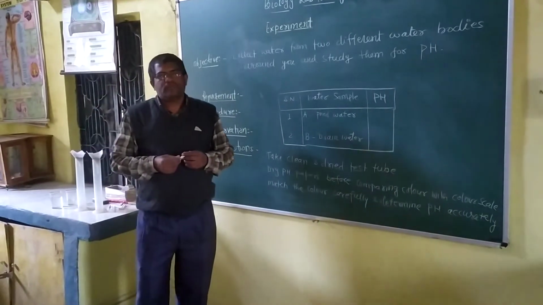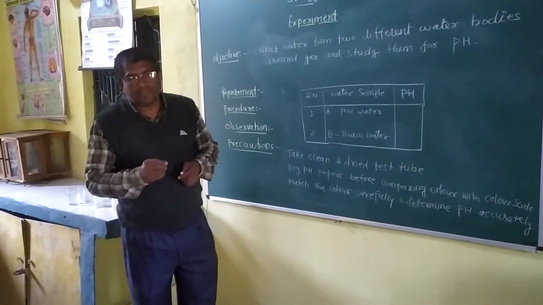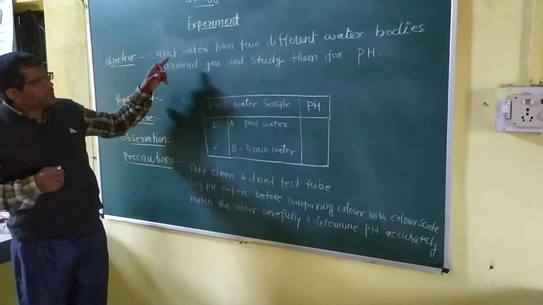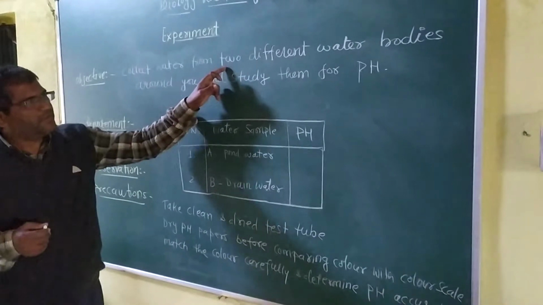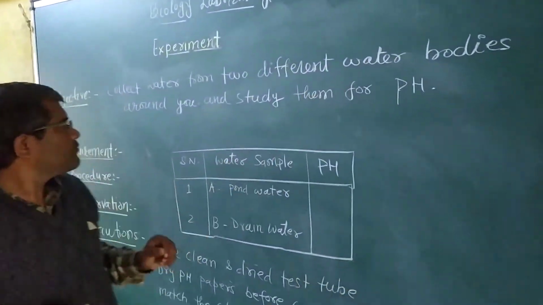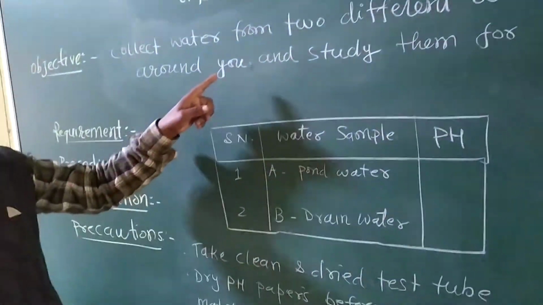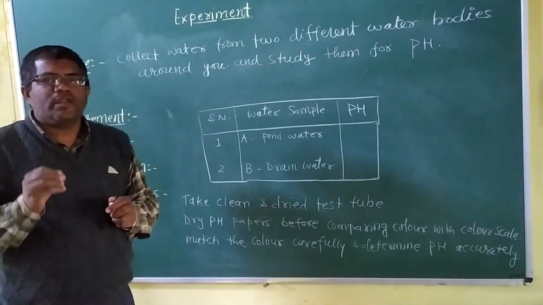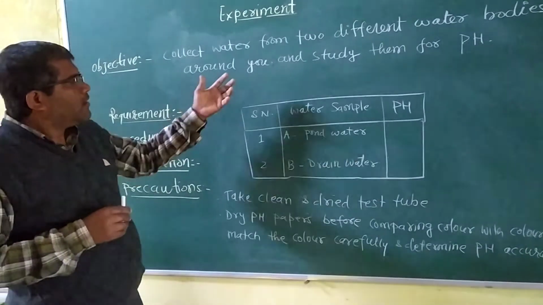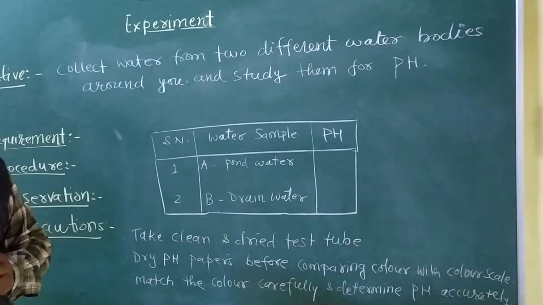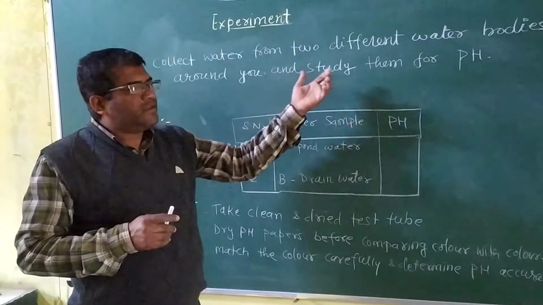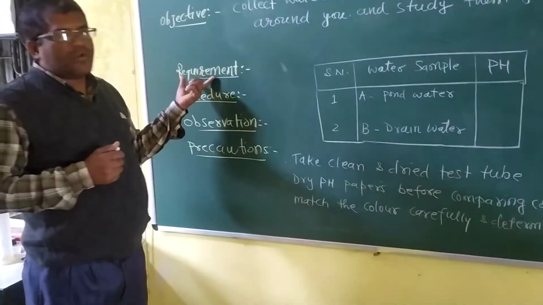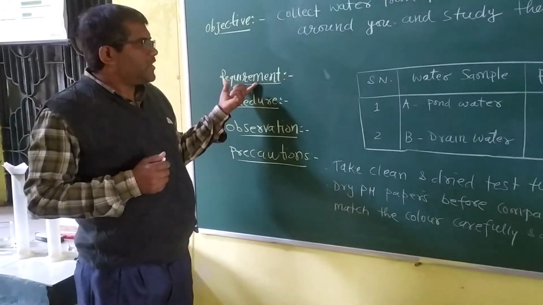Good morning, children. Today we are performing another experiment of class 12 biology: collect water from different water bodies around you and study them for the pH. So you have to collect water samples from different sites of your surroundings and study them for the pH. For this experiment we require some materials.